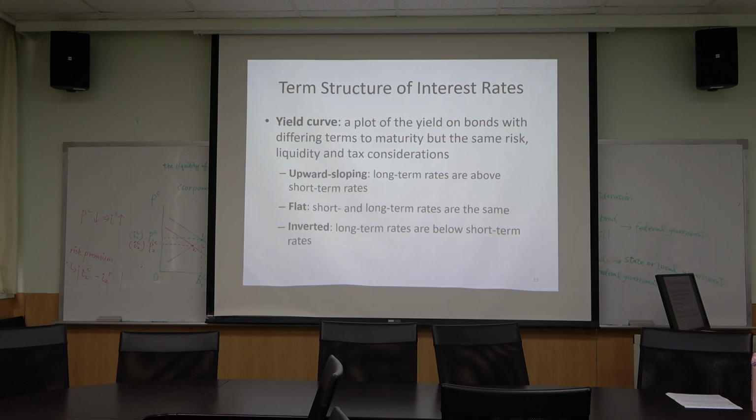So yield curve. What is the yield curve? It is a plot of the yield on bonds with different terms to maturity, but the same risk, liquidity, and tax considerations. The yield curve might be upward sloping. Upward sloping means that long-term rates are above short-term rates. Flat means the short-term and long-term rates are the same. It could be inverted. What it means is that long-term rates are below short-term rates.